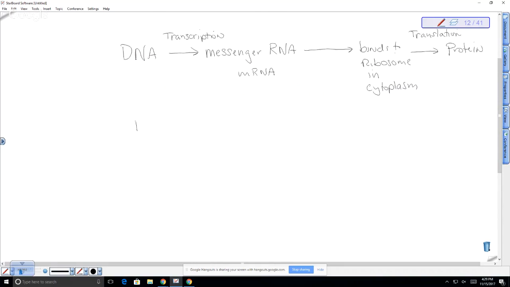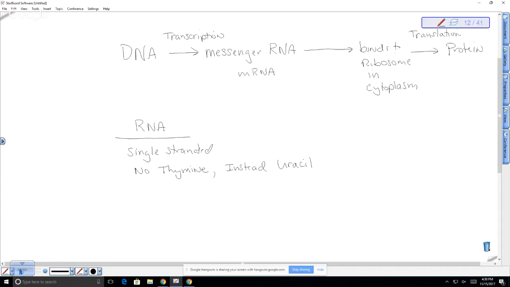So we need to look at RNA. RNA is similar to DNA, except for the fact that it is single-stranded. It has a slightly different sugar. You don't need to know that. And there is no thymine. So if you see a T, you know it's DNA. Instead, we have uracil. Uracil is another nitrogenous base that simply replaces thymine in the RNA.